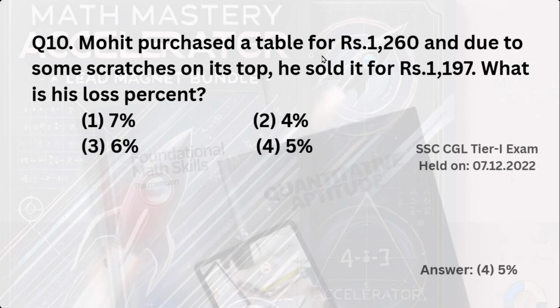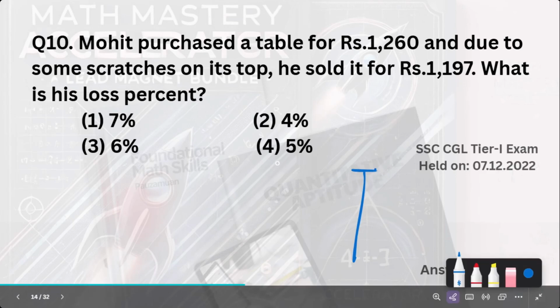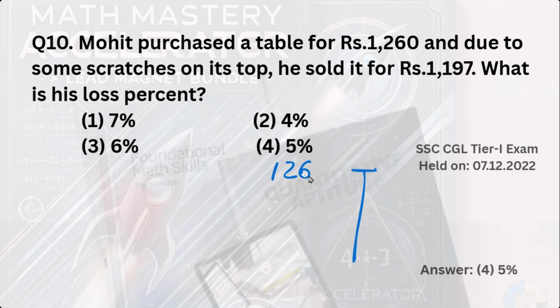Mohan purchased a table for rupees 1,260. Due to some scratch on its top, he sold it for 1,197. What is his loss percent? You have to find less percent. Bigger number is 1,260. Small number is 1,197.